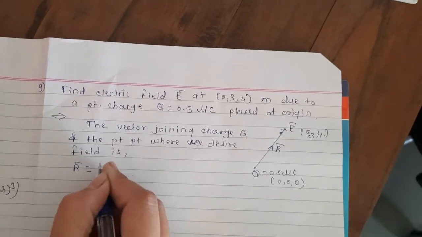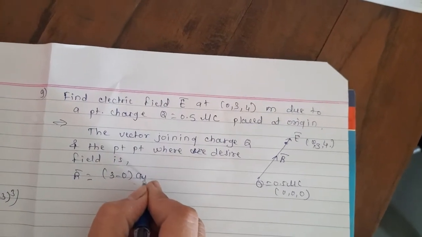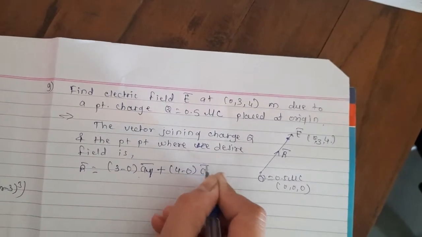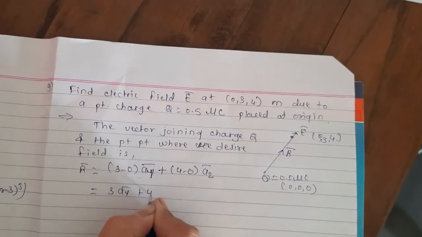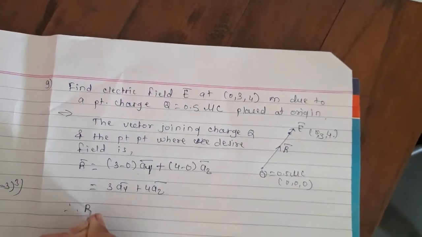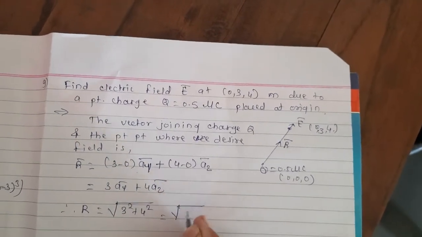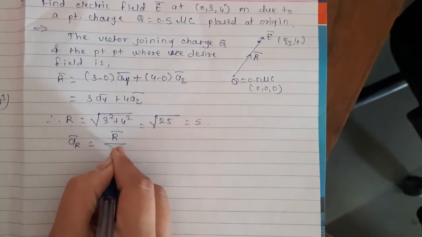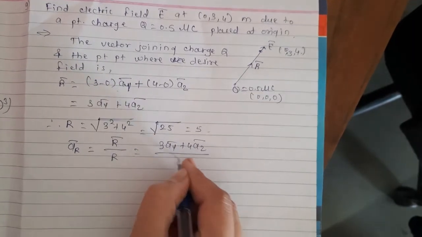R bar is equal to, we have to find the value of R bar. It is 3 minus 0 AY bar plus 4 minus 0 AZ bar, 0 minus 0 AX bar, so this term is not considered. 3 AY bar plus 4 AZ bar, so R is equal to magnitude square root of 3 square plus 4 square, so it is square root of 25, it is 5. And AR bar, that is unit vector, it is R bar by R, so it is 3 AY bar plus 4 AZ bar divided by 5.